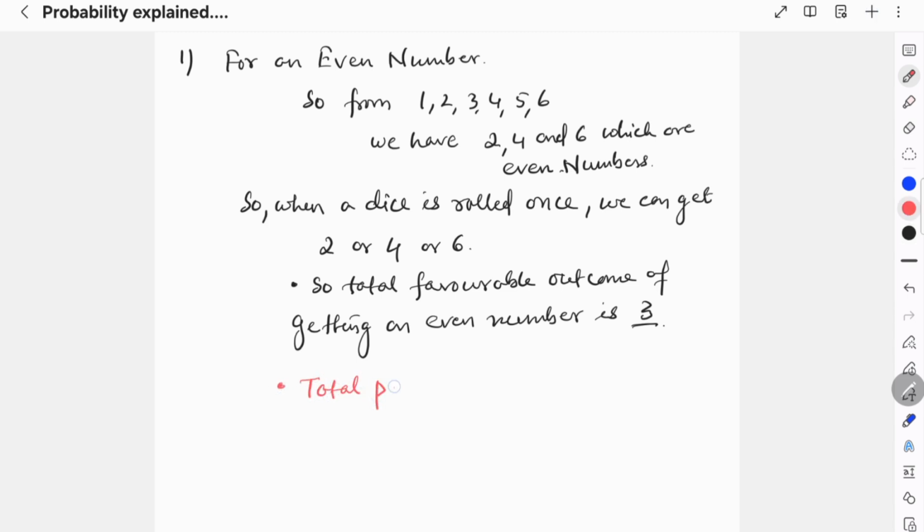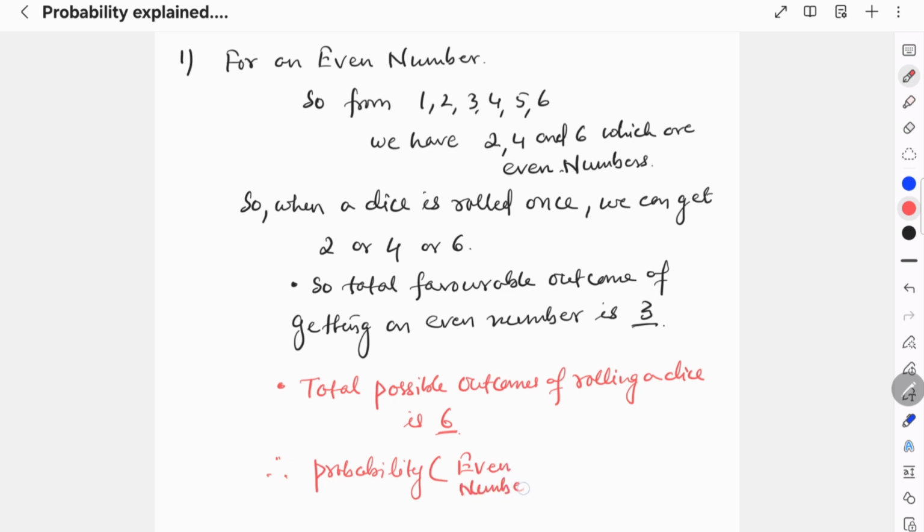Now what can be the probability of getting an odd number? So from 1 to 6 we have total 3 even numbers and 3 odd numbers. So the probability of getting an even number will be equal to the probability of getting an odd number. So the chances of getting an odd number and even number are same if the dice is rolled once.